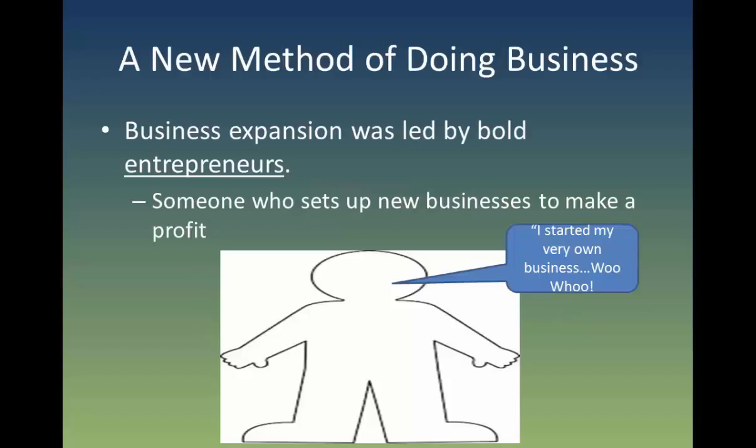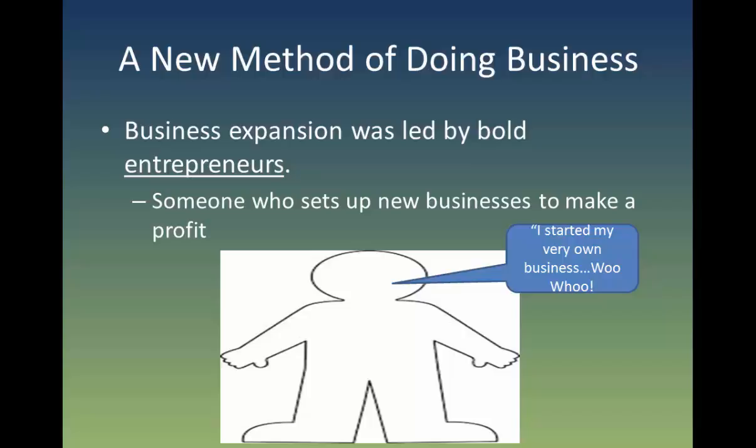The first thing, a new method of doing business. We talked about entrepreneur as one of your vocabulary words, and entrepreneurs led business expansion. If you look in your bubble there, as an entrepreneur, what did entrepreneurs do? They set up new businesses to make a profit. That's anybody who's a business owner is an entrepreneur. So pretty basic stuff there.